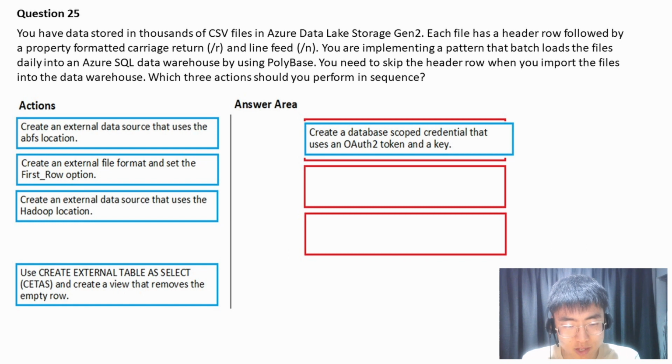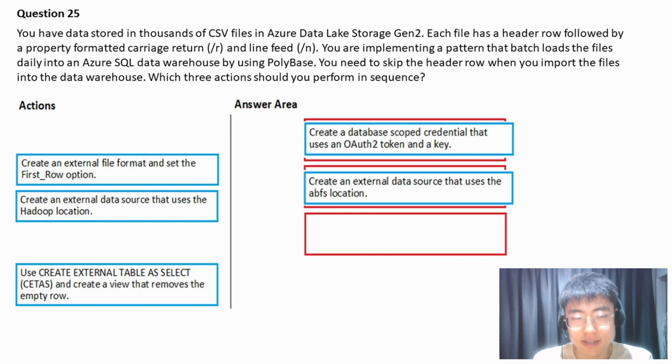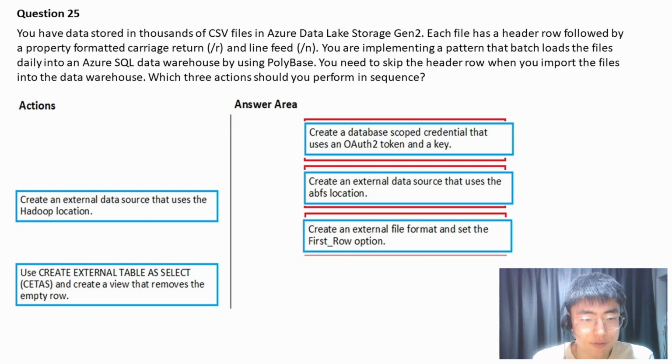So looking at our options, our first step again is to create a database scoped credential that uses an OAuth 2 token and a key. And the second step is to create an external data source. And we can see that there are two data source options. One option, an external data source that uses the ABFS location, and the other one that uses the Hadoop location. In our case, the data is stored in Azure Data Lake Storage Gen2. So we go with the ABFS location. If the question were to say it's stored in Azure Blob Storage, then we would go with WASB. And finally, we create a file format and set the first row option.